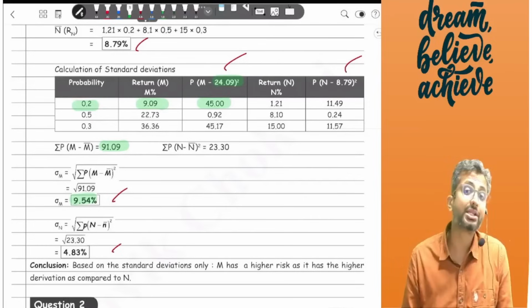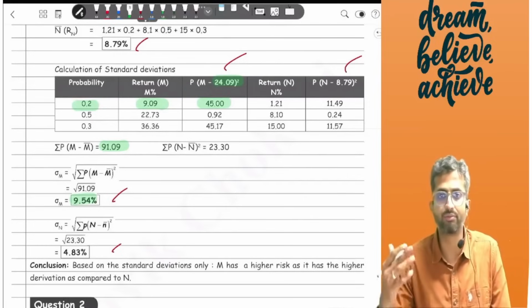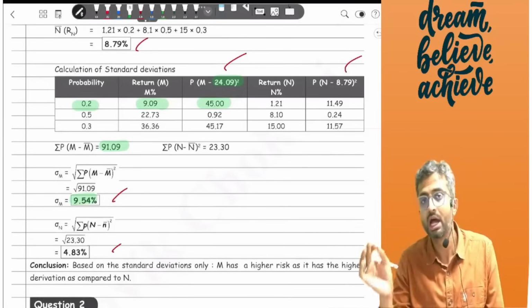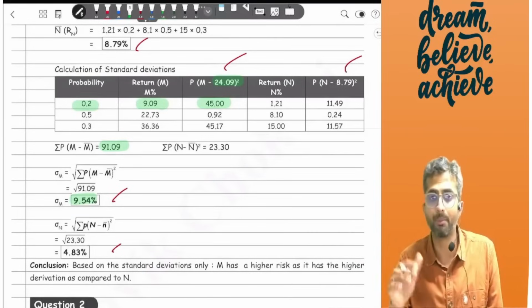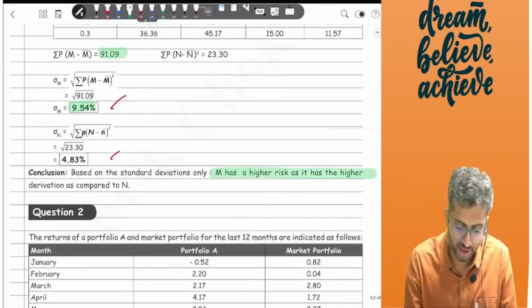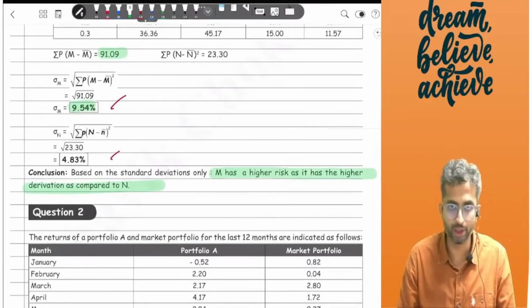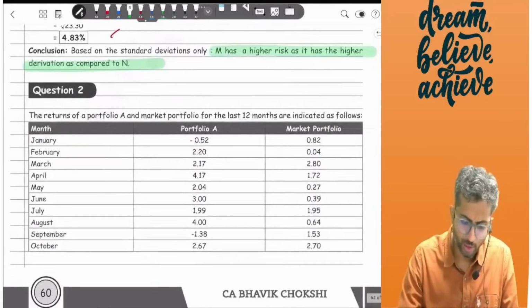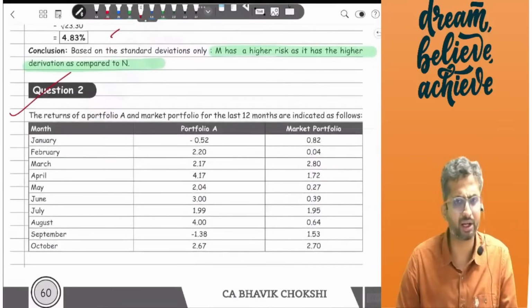However, another way, like the coefficient of variation, which is standard deviation upon X bar, can also be used, but the question over here has asked you to compare the comparative risk using standard deviation, and hence you will conclude that M has a higher risk as it has a higher standard deviation compared to N. Now this is question number 1. Now another question is question number 2, which is a fairly tricky question.